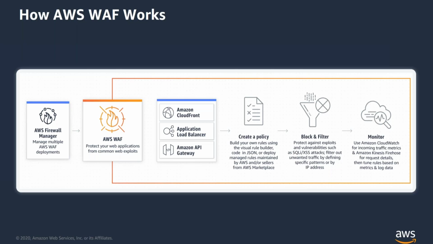In the simplest sense, you can define your security policy, telling us what to block and filter, and then monitor your traffic using CloudWatch or use logging through Kinesis Firehose. We also have integration with AWS Firewall Manager for cases where you need to manage multiple WAF deployments across multiple accounts.